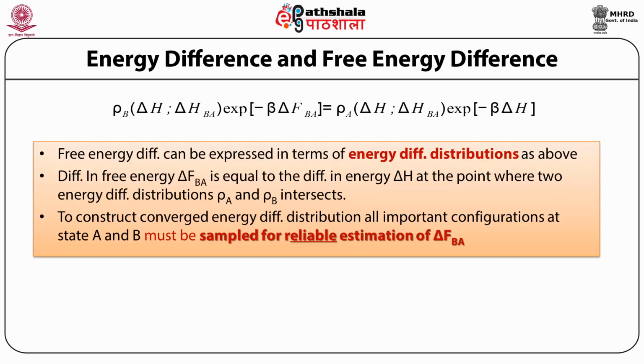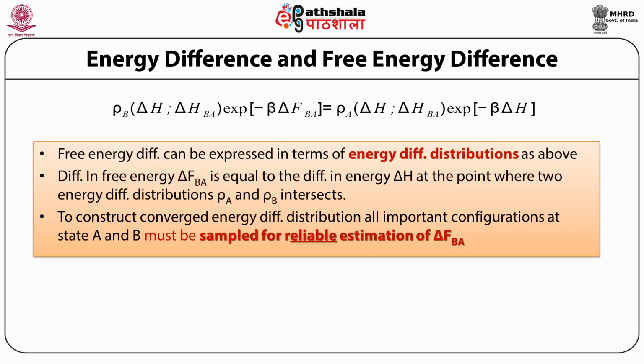What I mean by this is, if you think of systems having a certain energy function in one rho A distribution, and another having a rho B distribution, we would like to find the free energy difference by having an overlap, that is, the intersection of these two potentials.